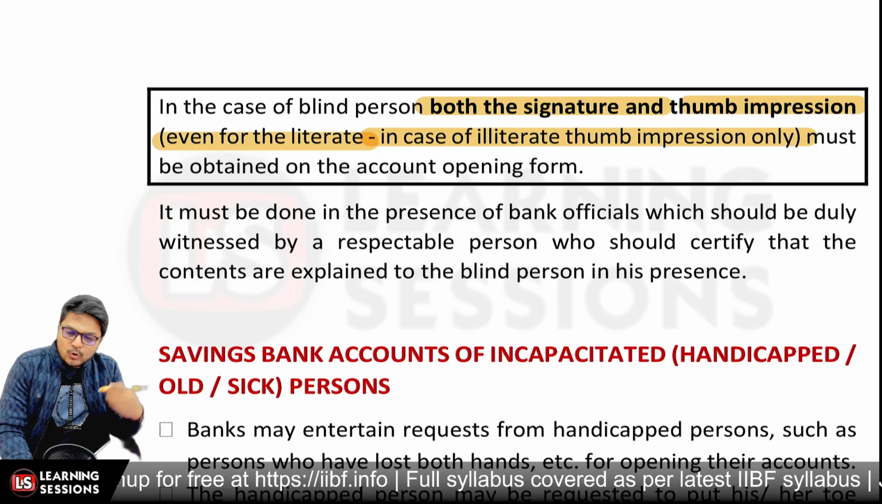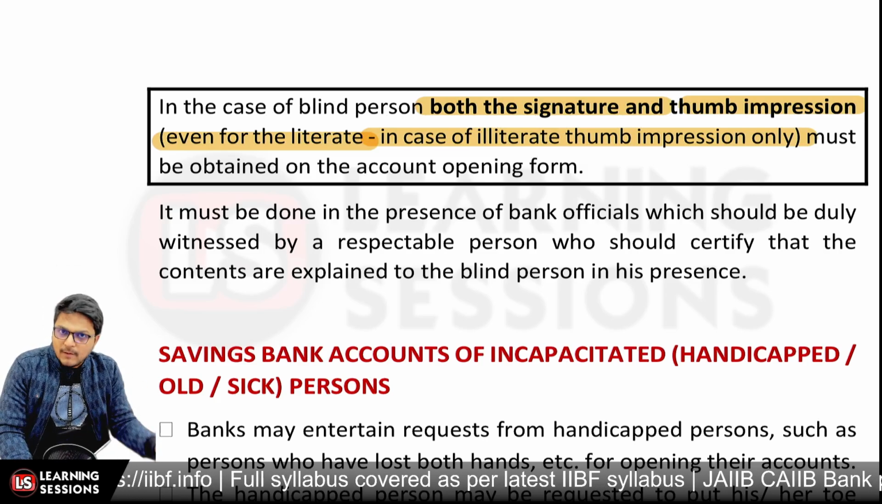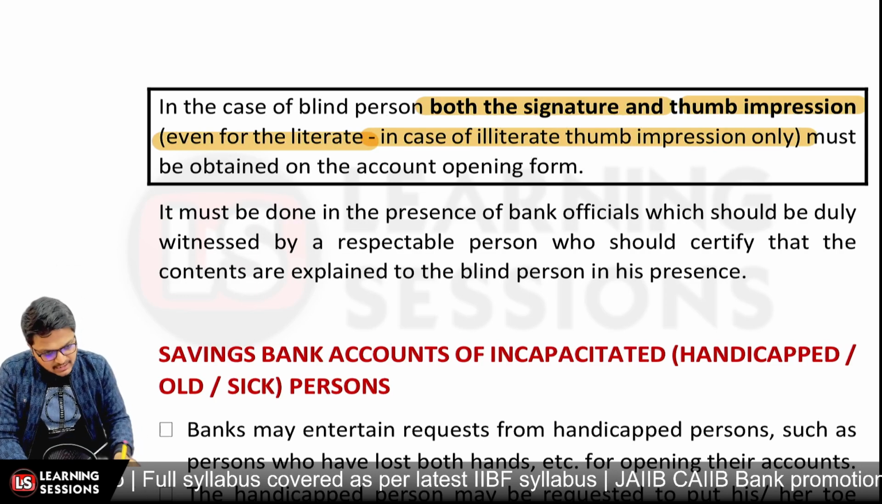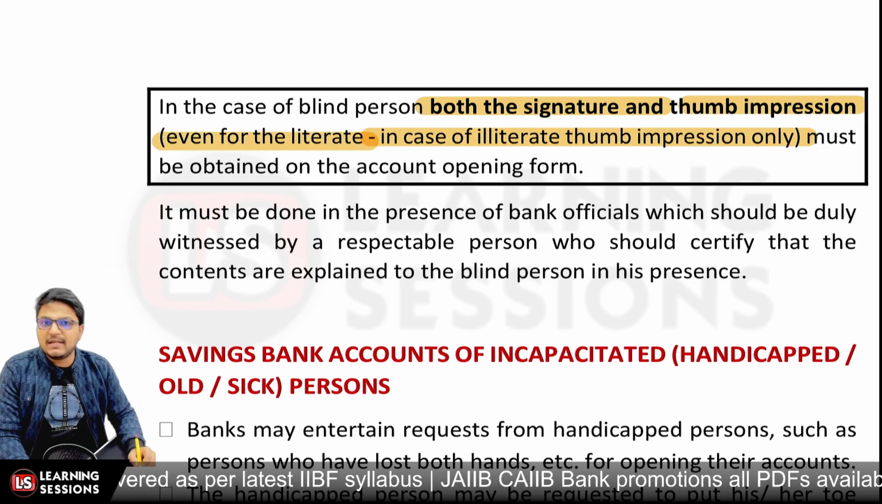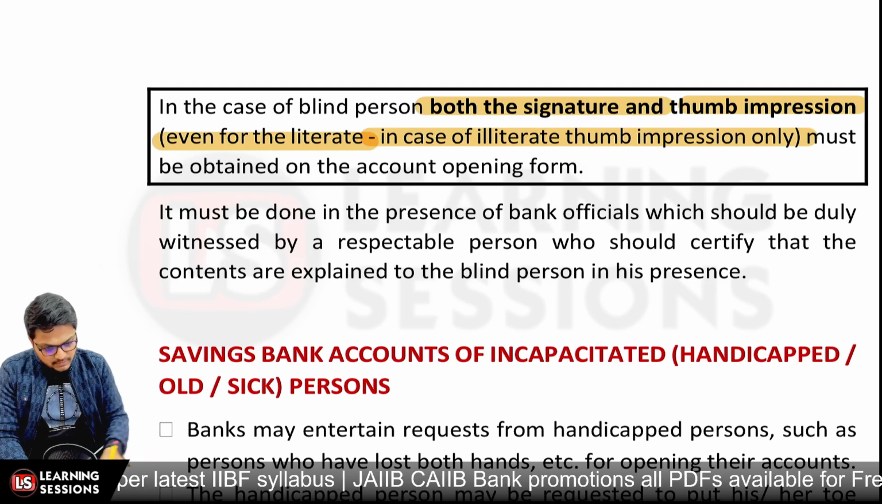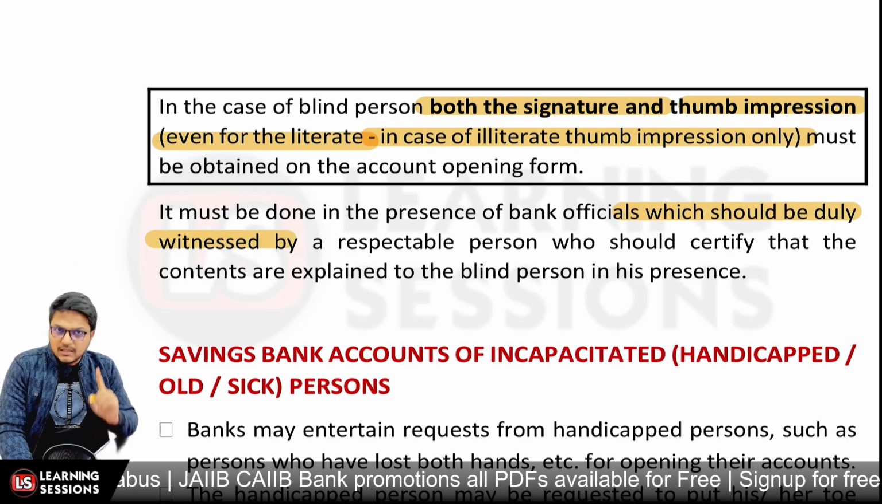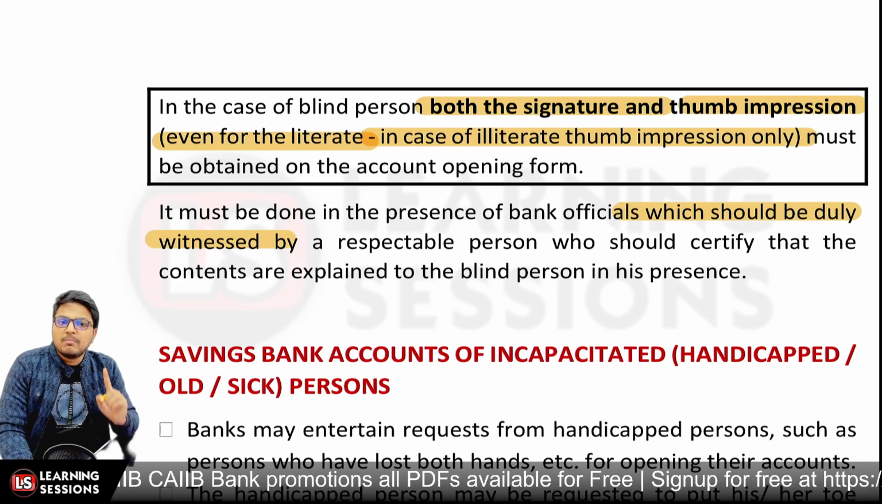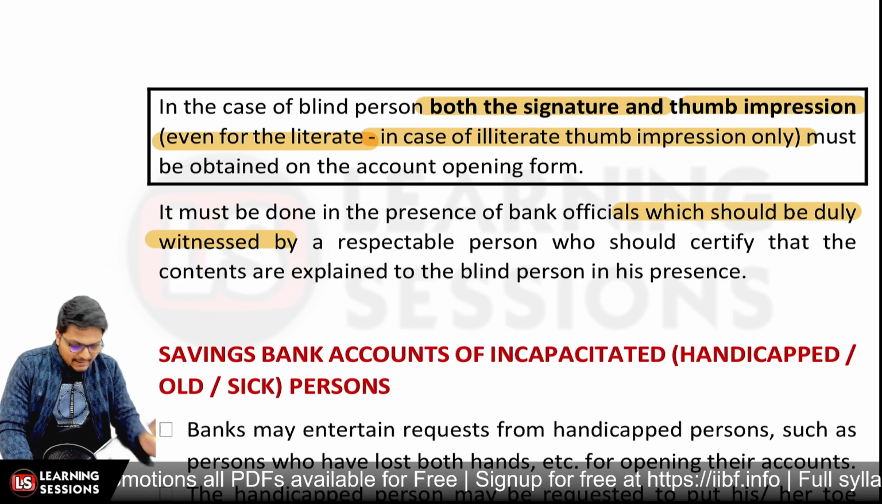In the case of an illiterate person, only the thumb impression is to be obtained. That must be obtained on the account opening form, and further it must be done in the presence of bank officials and duly witnessed by a respectable person. So whether it's a case of an illiterate person or a blind person, the account opening form must be witnessed by someone who is known to the blind person and also known to the bank, right?